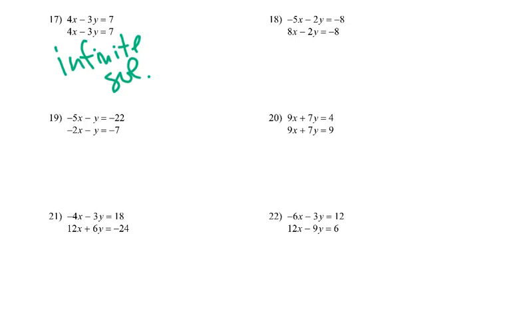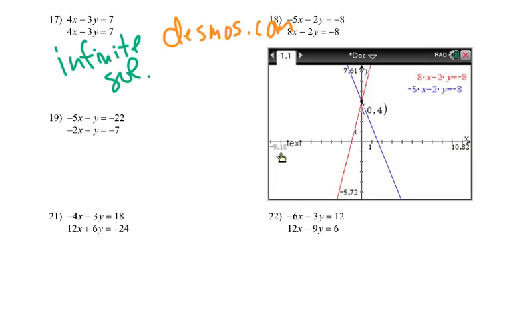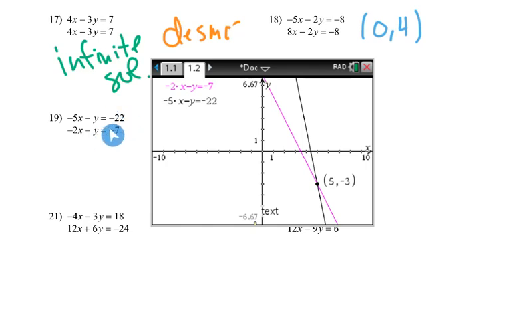So using technology, either our graphing calculators or, if we're at home and we don't have access to them, Desmos, which is an app or a website, is a great tool to use. And we can see for number 18, easy to graph and easy to see, one solution at (0, 4). Or like number 19, we graph these two. We can see it, one solution at (5, -3).